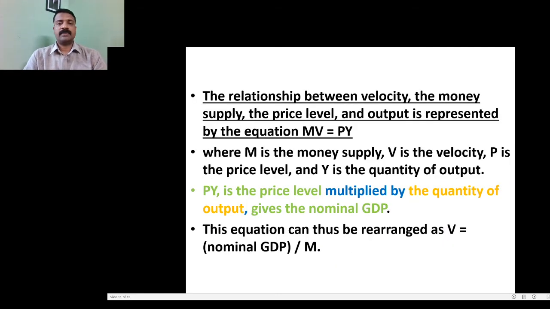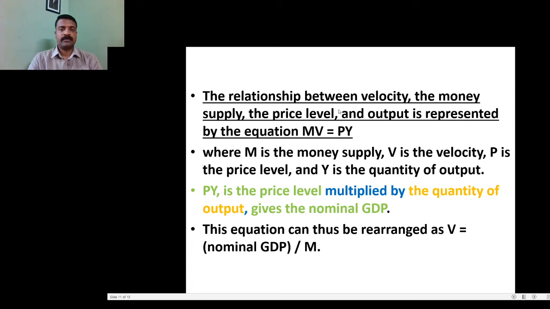The relationship between the velocity, the money supply, the price level, and output is represented by the equation MV = Py. P is the price level, Y is the quantity of output. Money supply into velocity, MV, equal to Py.